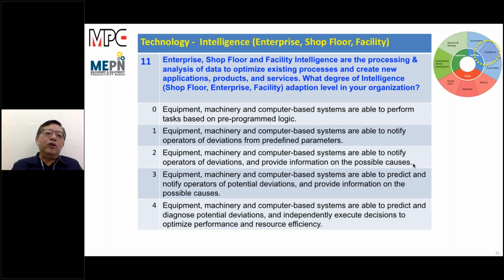Then number 3 is that the equipment and machinery and also the computer-based system are able to predict and notify operators of potential deviations, and also provide information on the possible causes. It means they can already predict that something can go wrong. Basically, some manufacturing systems can predict because they see the pattern of the yield dropping, so they may suspect some area has gone wrong.